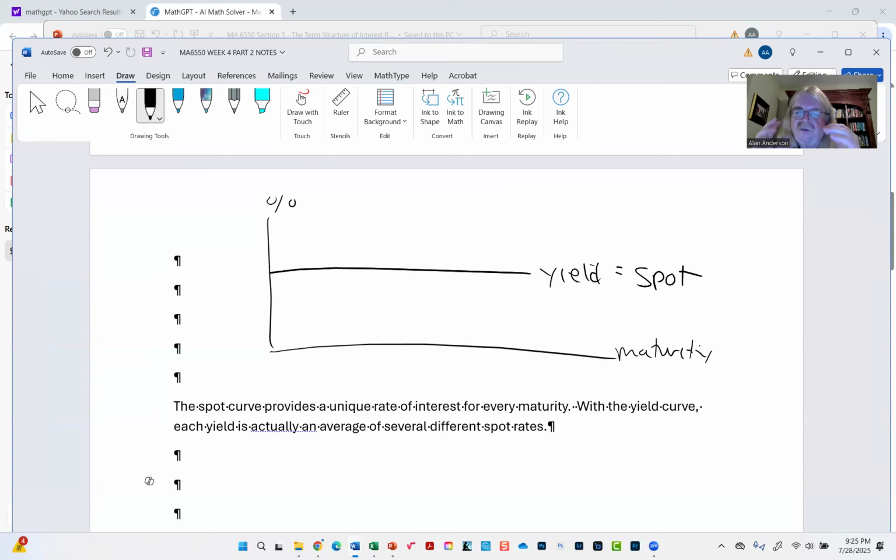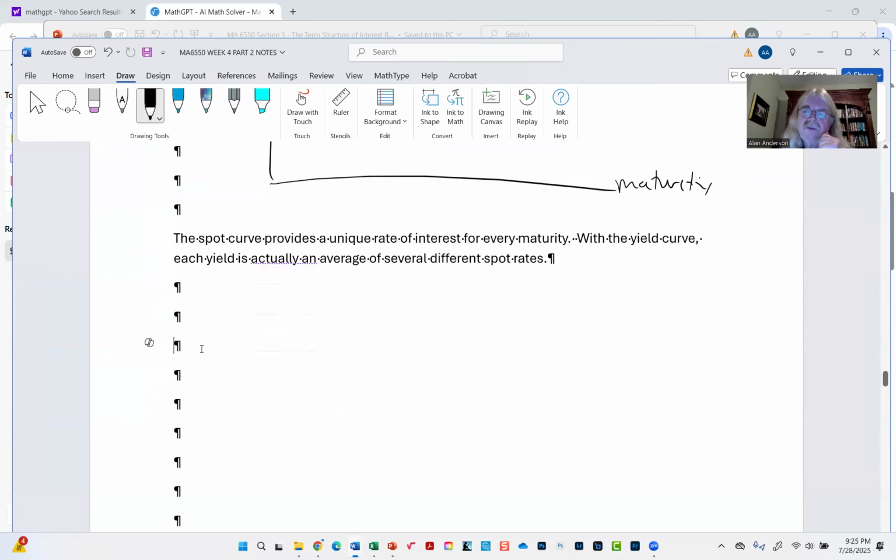So for bonds, this is fine. But for derivatives and other things, you must have spot rates. Again, it's the idea that each spot rate is unique to that maturity period. It's not necessarily the case with the yield curve.